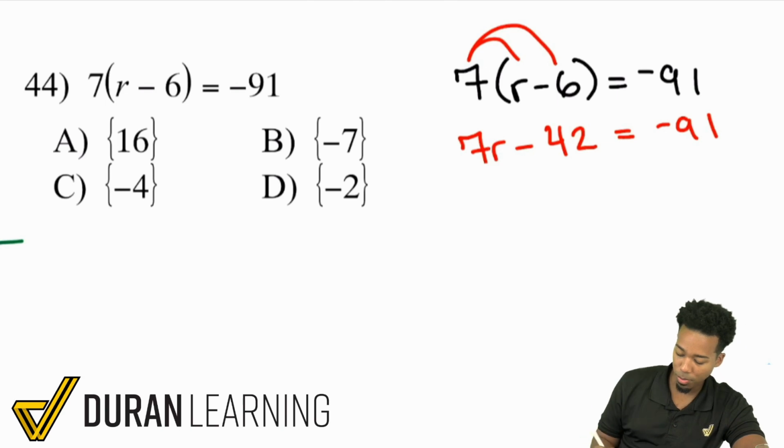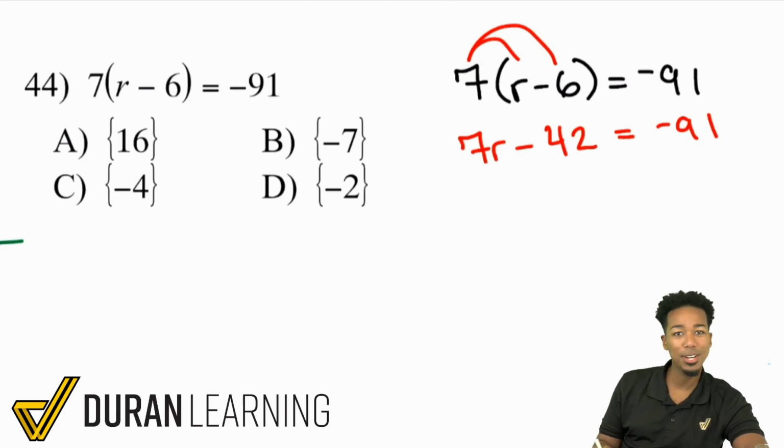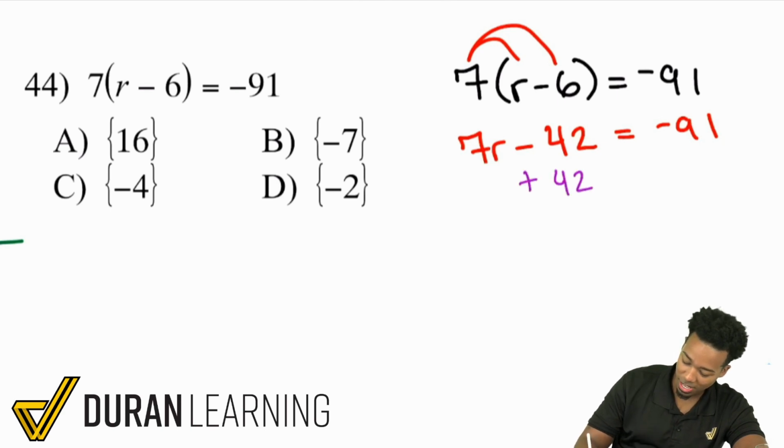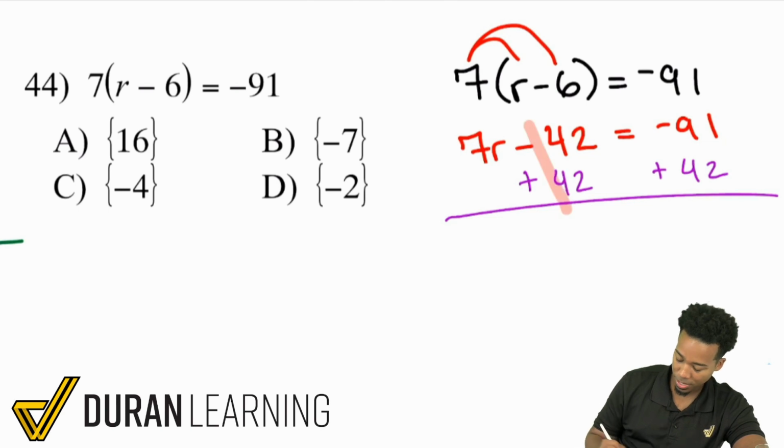So from here, my party people, here's what we got. We're going to go ahead now and treat this like a two-step equation, and we're set. So I'll add 42 to both sides right over here. That's going to cancel out on the left, leaving me with 7r equals what?